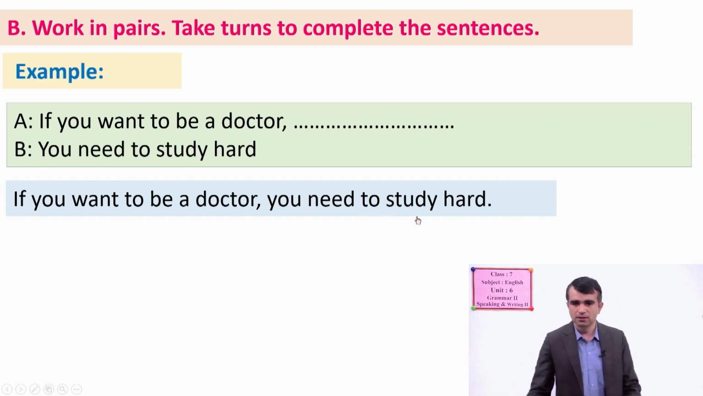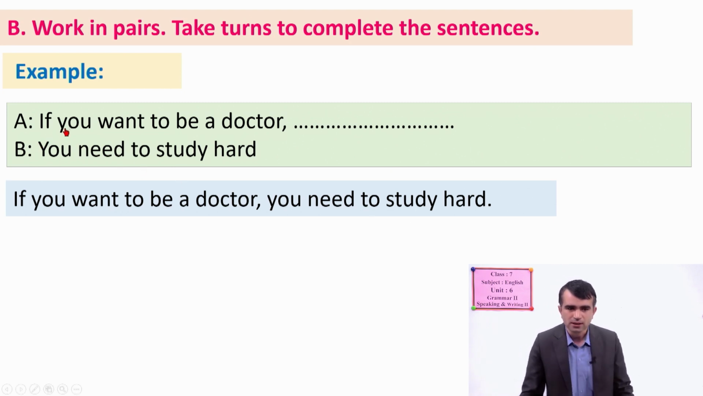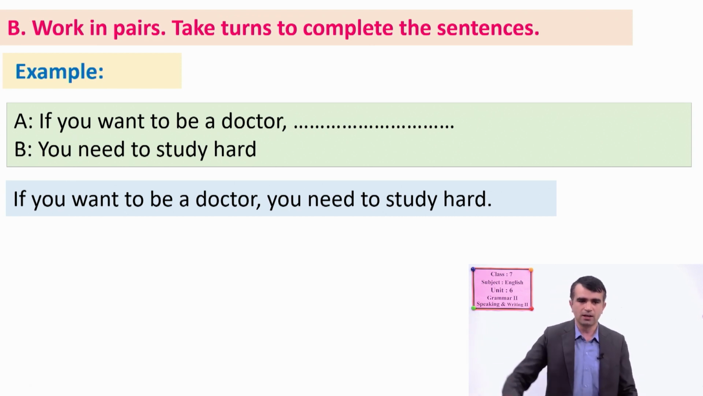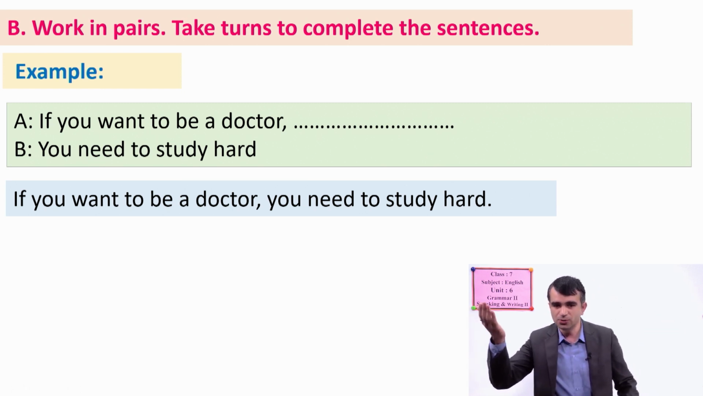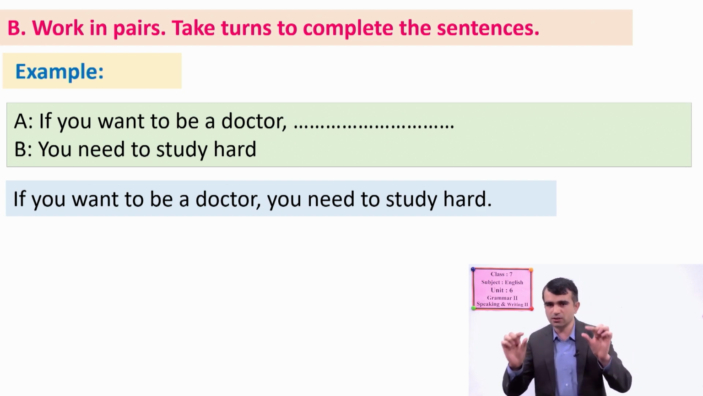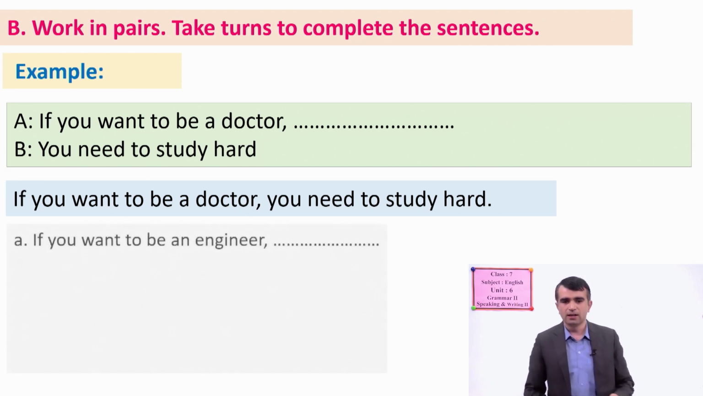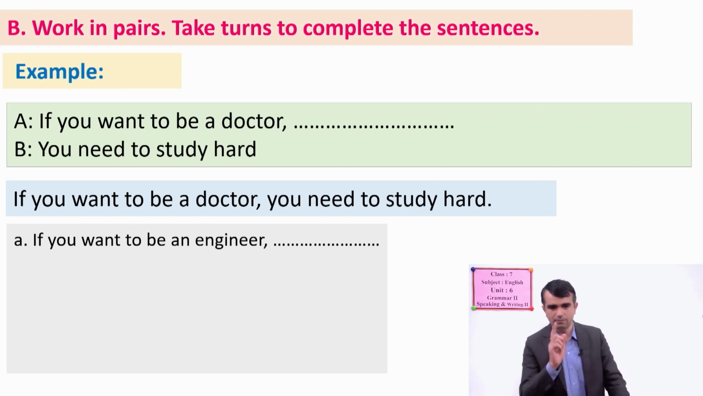Well, now, do you want to try once? Please, some of you can say, if you want to be a doctor, and others say the remaining part. If you want to be a doctor, you need to study hard. So it becomes a sentence like, if you want to be a doctor, you need to study hard. Now, in the same way, there are questions in your book. Are there? Well, number A.